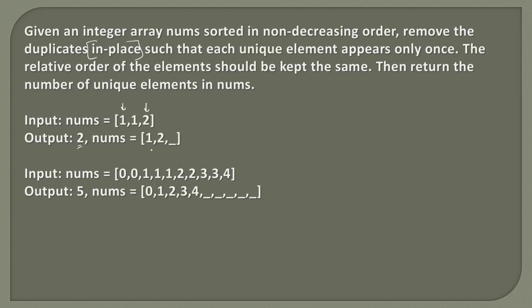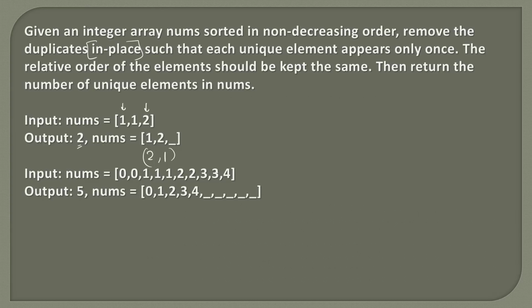So we have to modify the input array in such a way that, let's say we have 1, 1 and 2. So at the start there should be 1 and after that 2 should come. It should not be like this 2, 1 because we have to maintain the relative order of the elements. So let's say we are taking the second example.